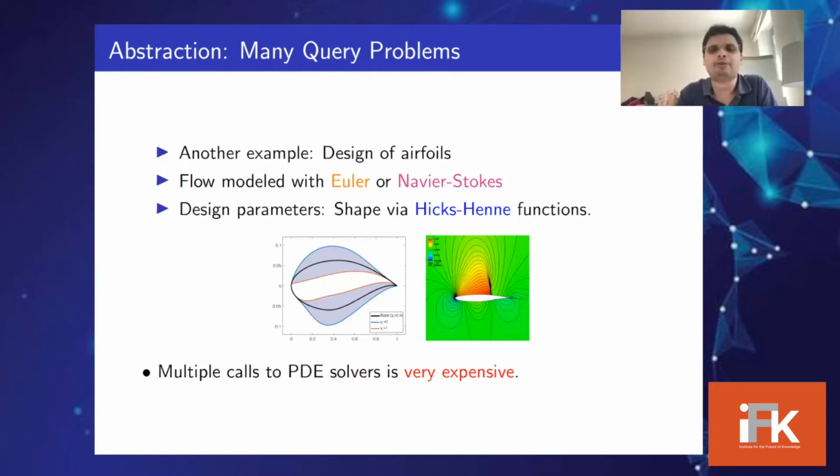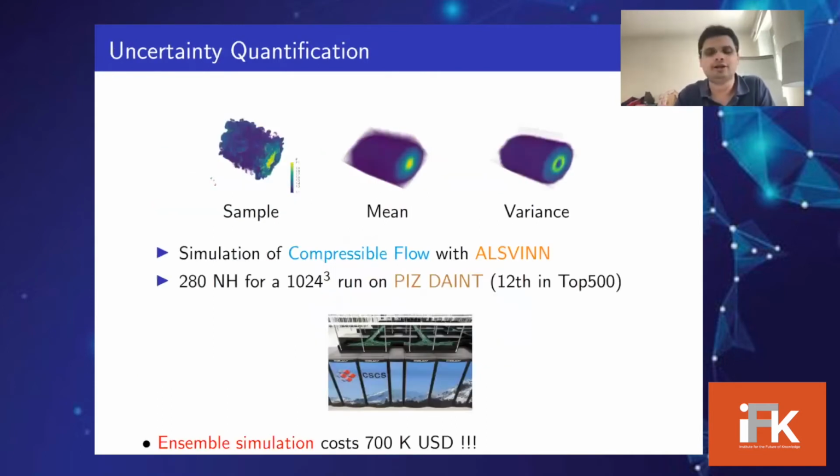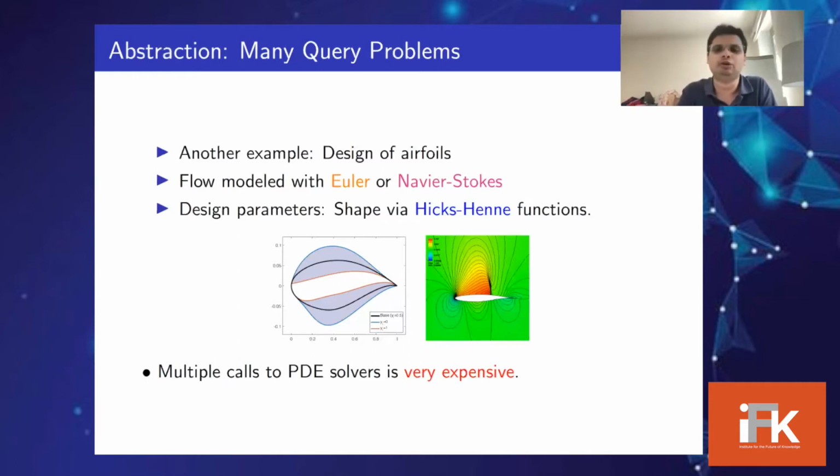And this class of problems where you need to call a PDE solver again and again and again are what are called many-query problems. So I gave you two examples of this: uncertainty quantification and optimal design. And the whole point here is that these are very expensive simulations. Even on state-of-the-art high-performance computing systems, it's quite challenging to do them. So what do we do in that case?